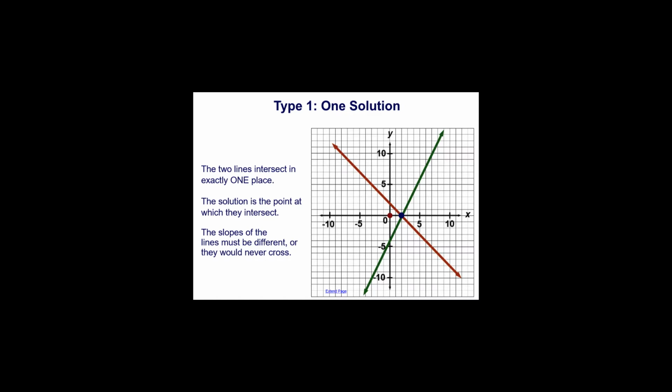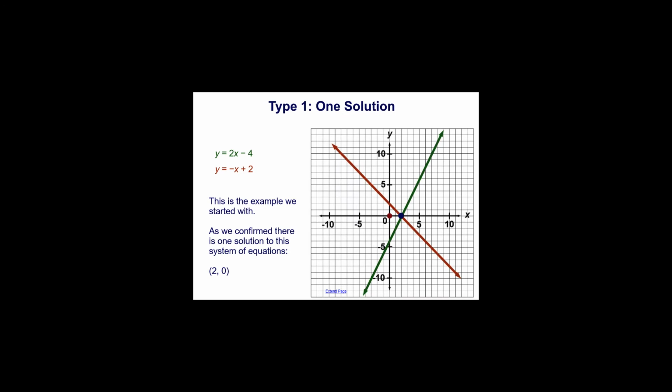Again, this is when the system has one solution. The two lines intersect in exactly one place, so the solution is the point at which they intersect. And if we were looking at the actual equations of the lines, the slopes of the lines must be different because that is causing them to cross. They would never cross if they had the same slope. So this is the example we started with, and as we confirmed, there is one solution to this system of equations. It was (2, 0). It's where the lines of those two equations cross.